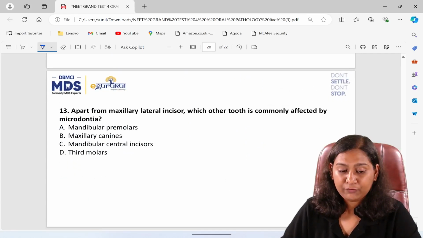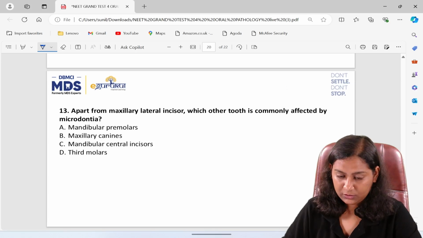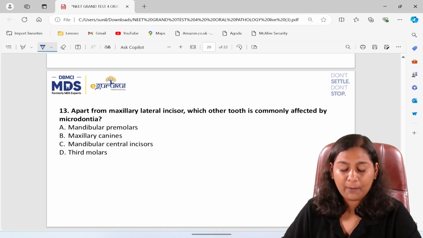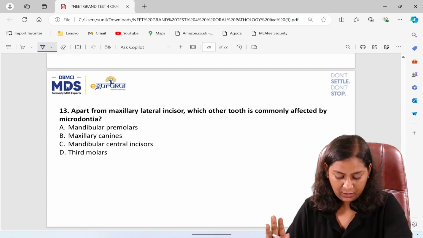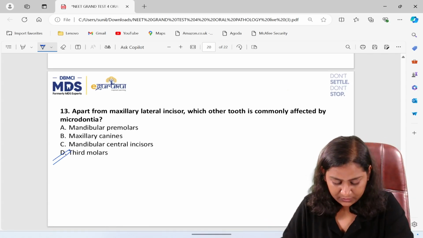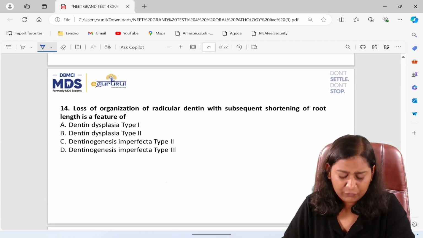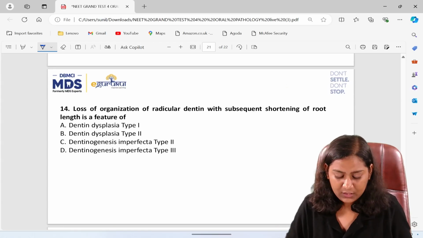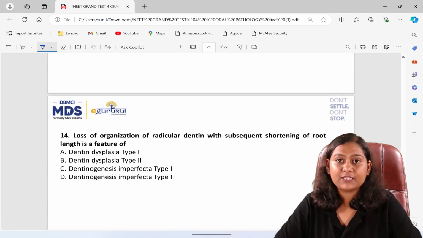Now, apart from maxillary lateral incisor, which other tooth is commonly affected by microdontia? So the answer, I'll tell you, is third molar. Okay, very direct question. Now, very important question. Okay, so I think this is the last question of today's session.